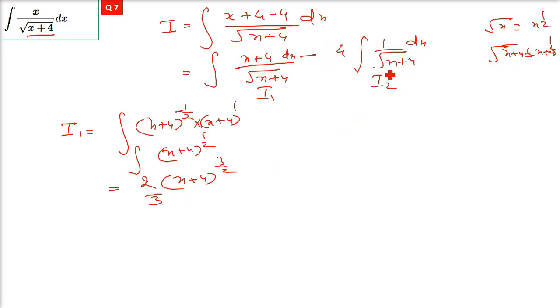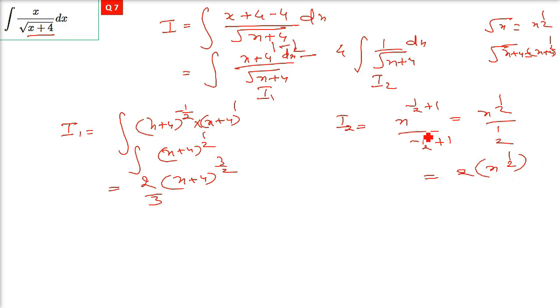Coming to the next part. So this 1 by under root x plus 4 is x plus 4 to the power half only, it goes up, x plus 4 to the minus half. So it will be x plus 4 to the minus half, integration of x plus 4 to the minus half. It will be x plus 4 to the power minus half plus 1 by minus half plus 1. Okay. This is I2. In the first term, it was integration of x plus 4 to the power half. In the second term, it is x plus 4 to the power minus half.